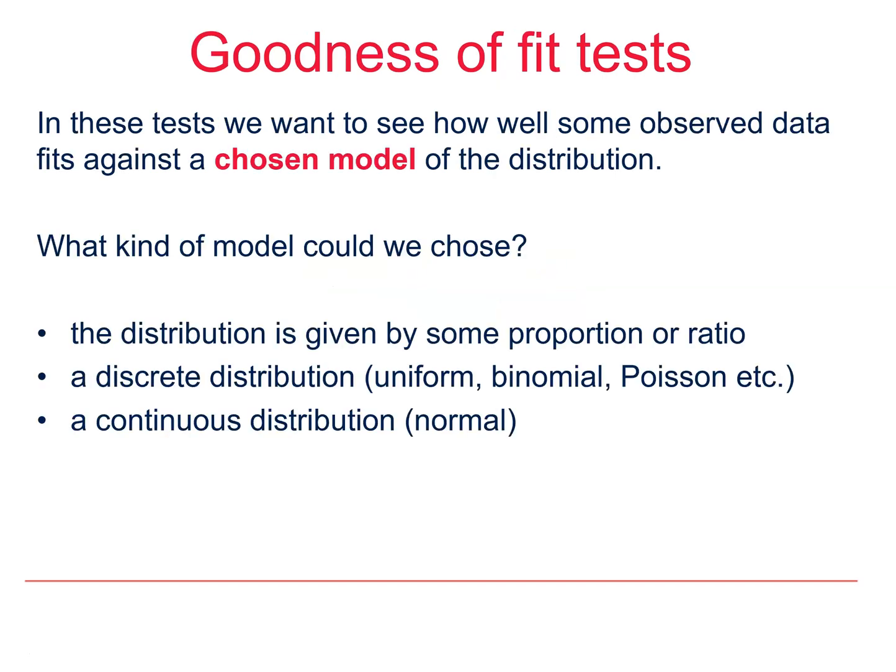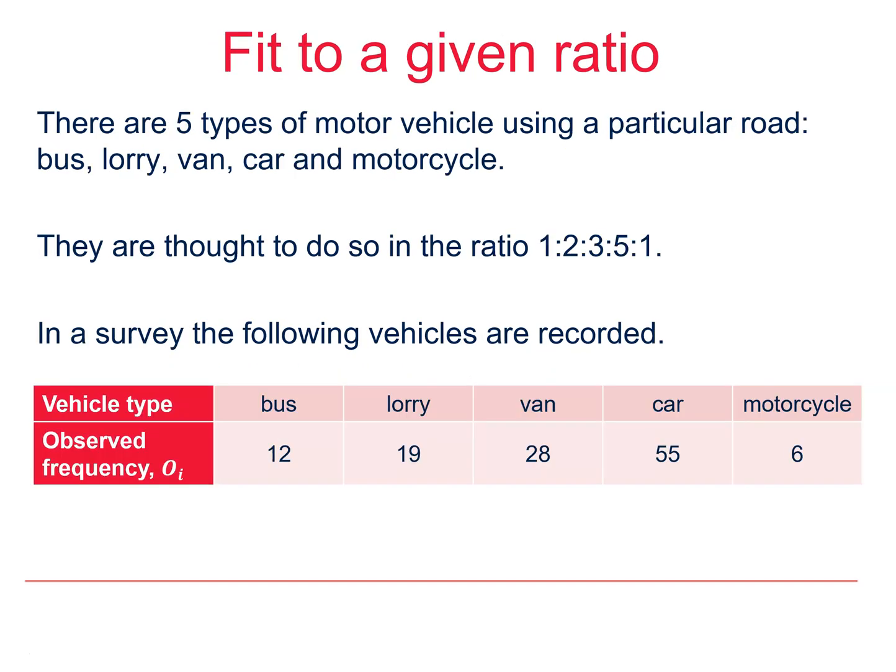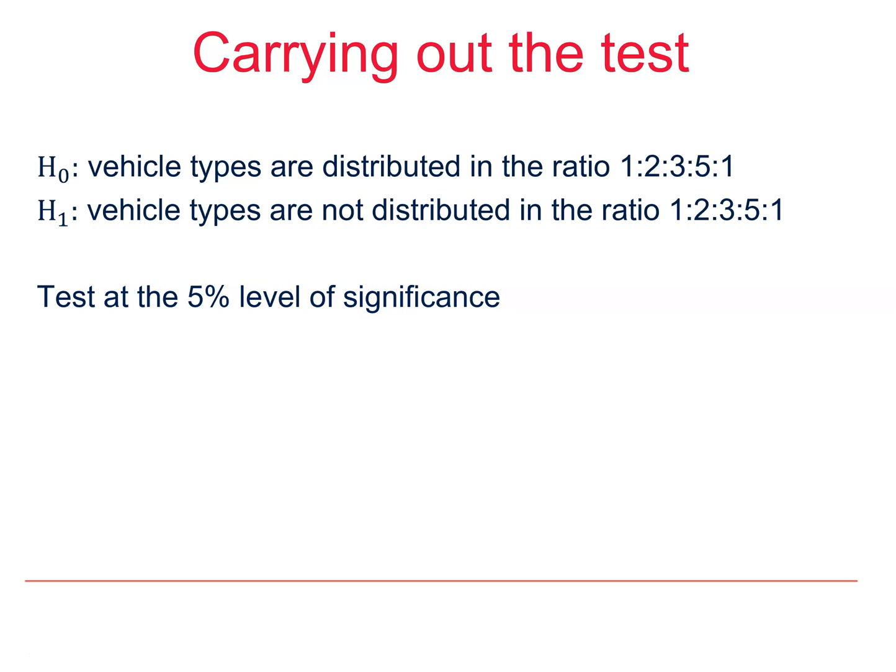We can use the same method for testing whether or not data fits a particular model. In this data, we'll look at a distribution defined by a ratio, but we can also test for standard probability models. Here we have some traffic data, together with a hypothesis. As usual, we start with our null and alternative hypotheses, and our significance level.